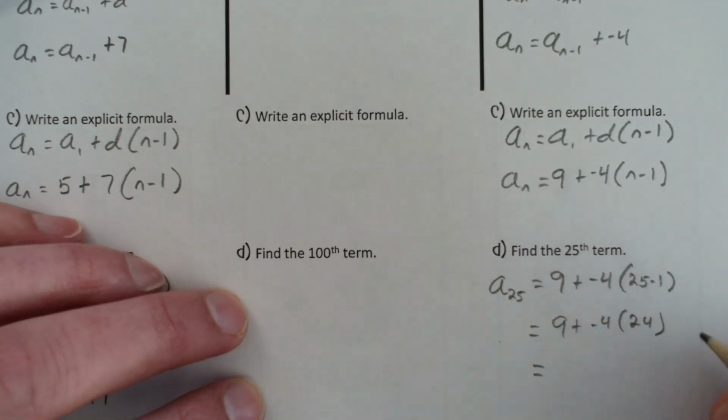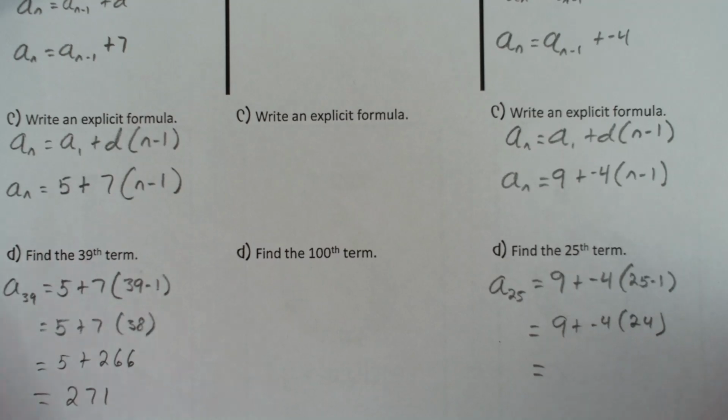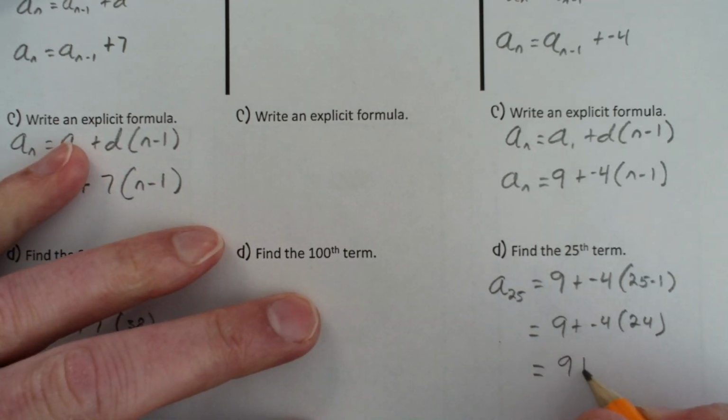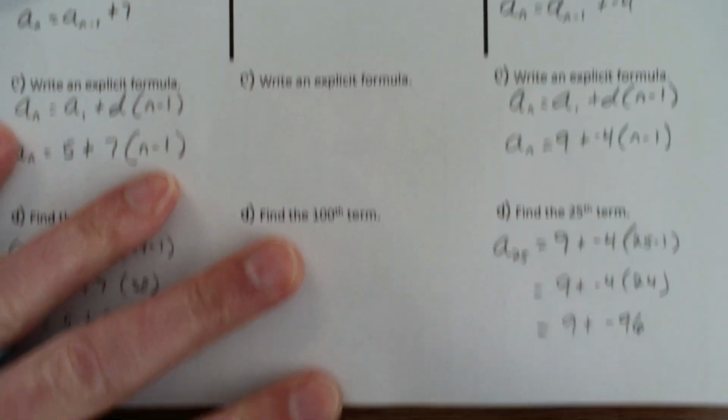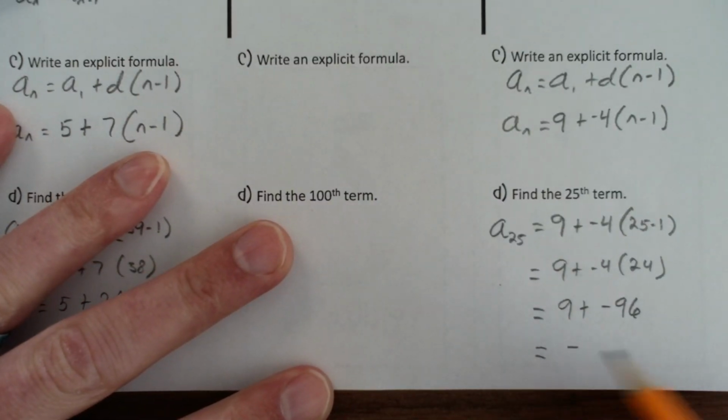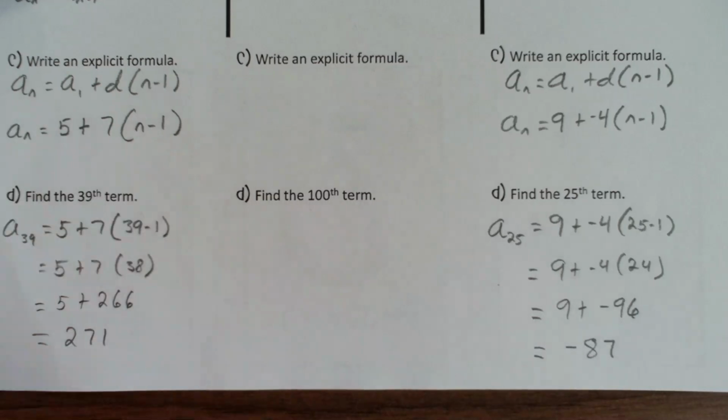25 times 4 is 100. So 24 times 4 is 96. So this would be 9 plus a negative 96. 9 plus a negative 96 equals a negative 87.